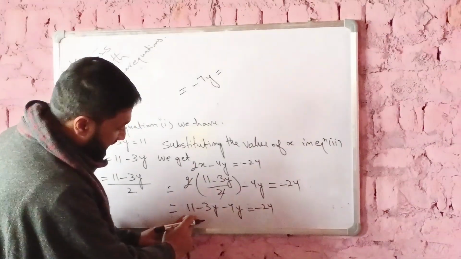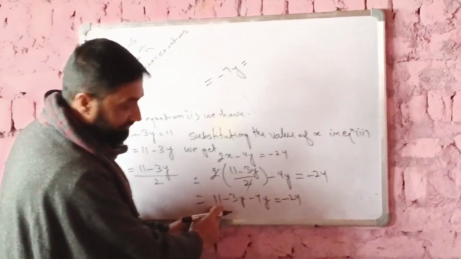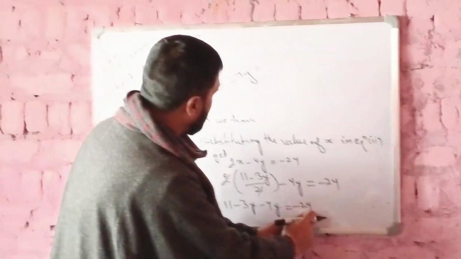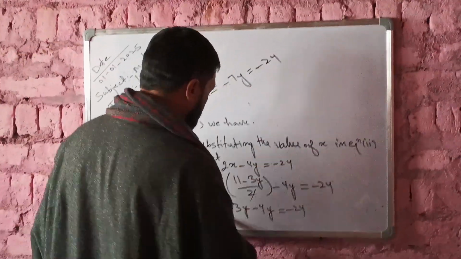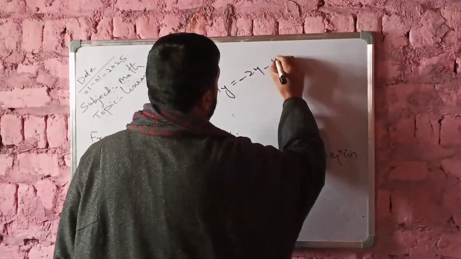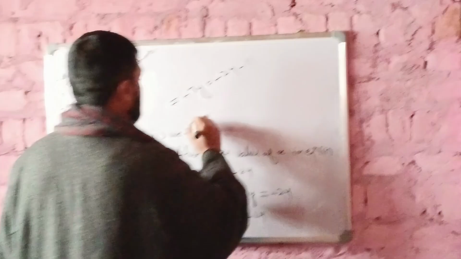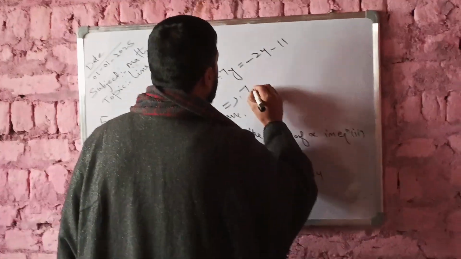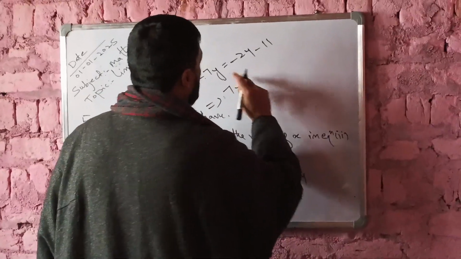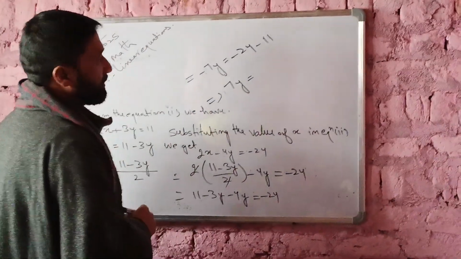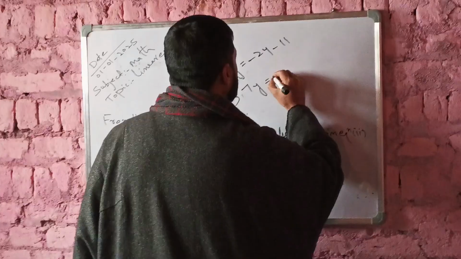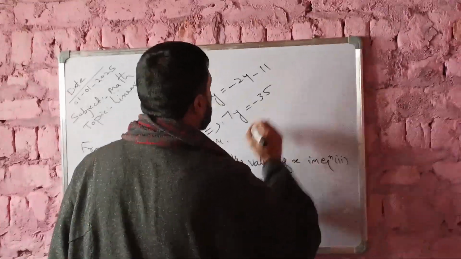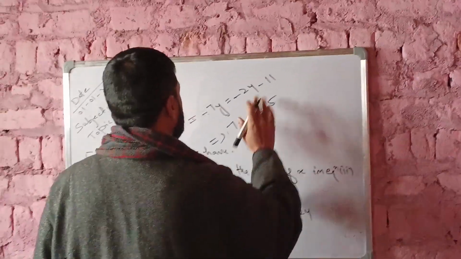When we take this constant term from the left hand side to the right hand side, it becomes negative. Minus 24 minus 11, minus 11. Okay, which gives 7y is equal to minus, minus, plus. But what should be the sign now? Minus. Minus 35. Is it clear?